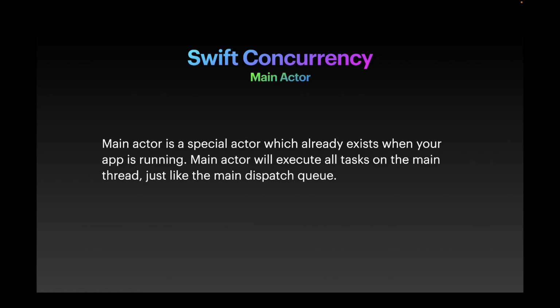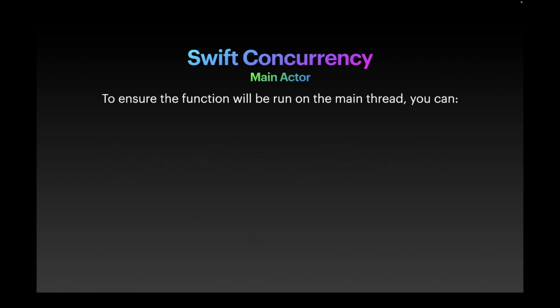The main actor will execute all the tasks on the main thread, just like the main dispatch queue. They have a kind of similar purpose. They both serialize everything, and they both execute tasks on the main thread. Now let's take a look at some examples to show you how to ensure the function will be run on the main thread.